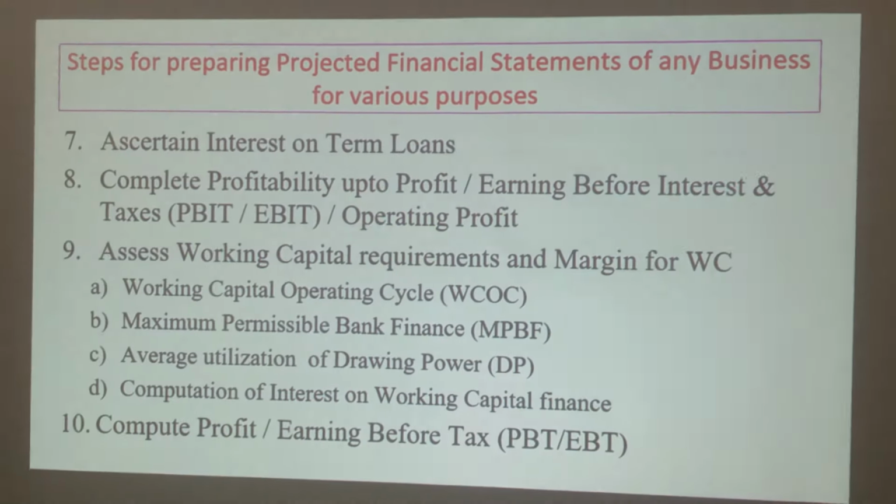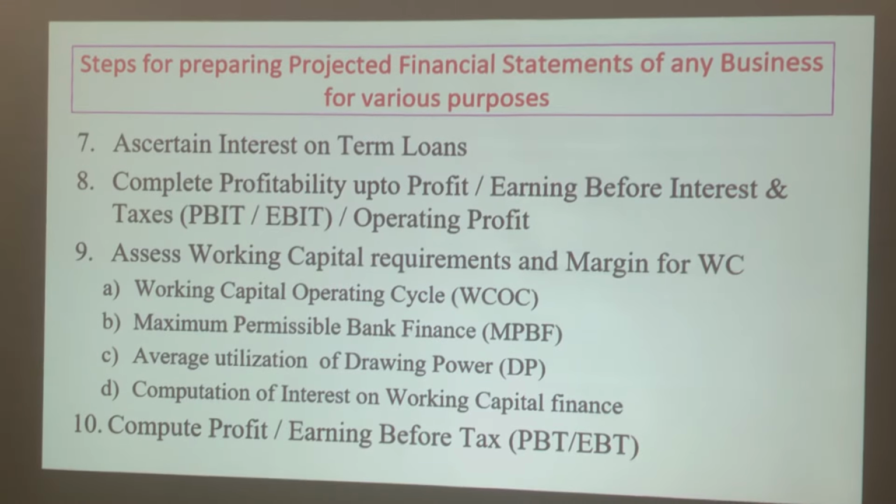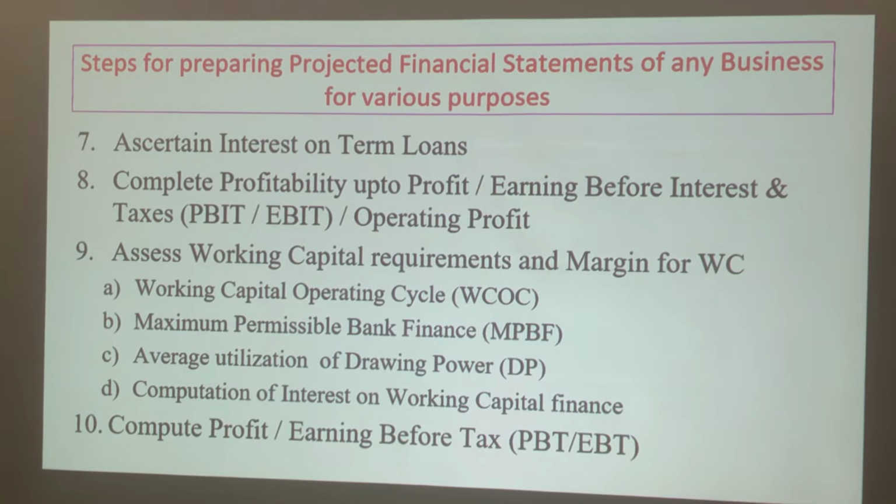Now, having done that, you come to step number 4, and step number 4 is, now what you do, you ascertain interest on term loans. I am sure you would remember when we discussed the P&L and the balance sheet in our earlier session. You have to deduct the finance cost from your EBIT, that is earning before interest and tax, so as to arrive at the figure of EBT, earning before tax. And so you need to calculate the interest on term loans.